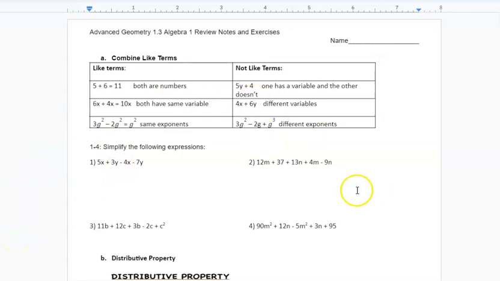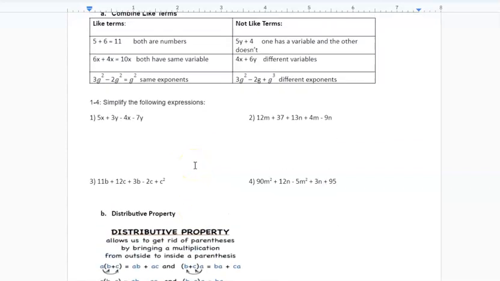stuff like combine like terms. Combine like terms is, well, if they're both numbers, you can combine them. If they have the same variable, you can combine them. If they have the same exponents, you can combine them. You can't combine something with a variable and something that's just a number, you can't combine things that have different variables, and you can't combine things that have different exponents. For example, I'll show you three. Three is kind of one of the harder ones.